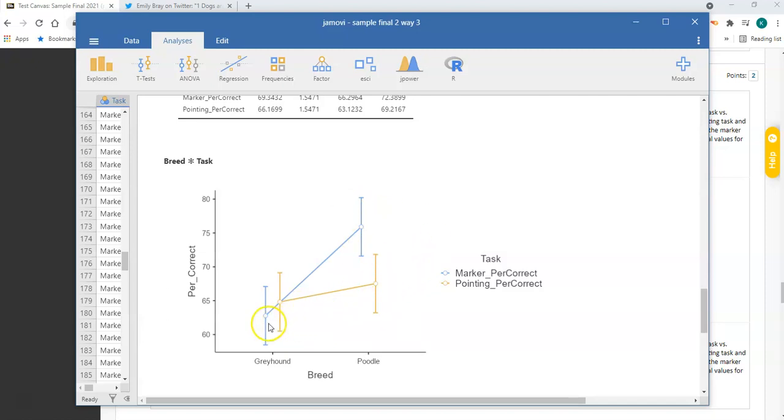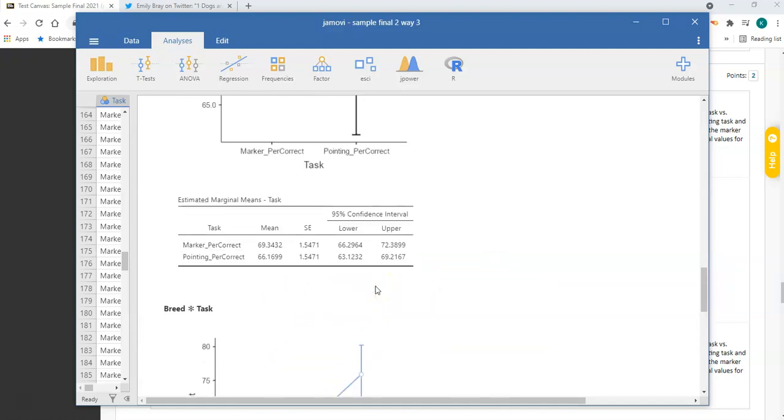So probably what we're going to find when we go up and look at the p-values is that for greyhounds, they did about equally well. They maybe did a little better, but the difference between the tasks are just due to sampling error. They did a little bit better in the pointing task, but the difference is probably just sampling error, I should say. However, the poodles did a lot better, it looks like, for the marker task than the pointing task.